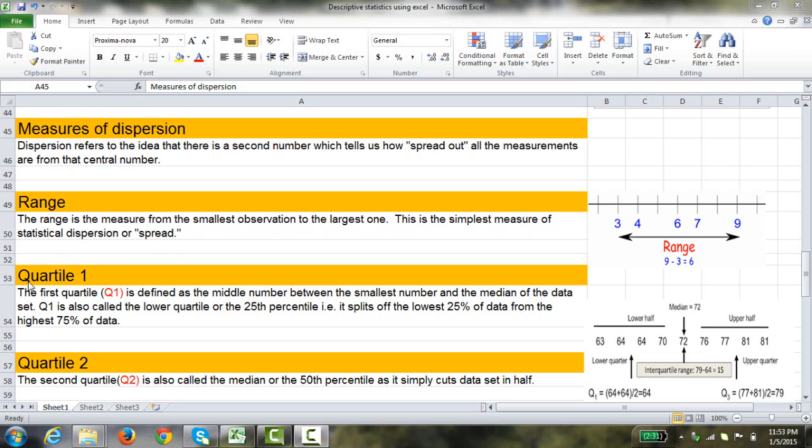Let us see what is quartile 1. The first quartile or Q1 is defined as the middle number between the smallest number and the median of the data set. Q1 is also called the lower quartile or the 25th percentile. That is, it splits off the lowest 25% of the data from the highest 75% of the data.